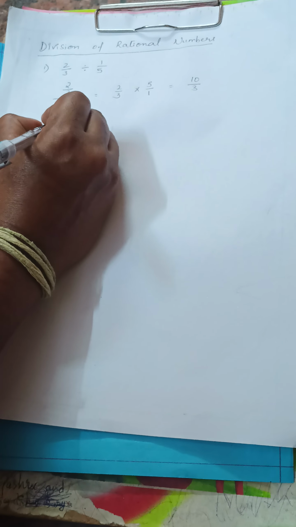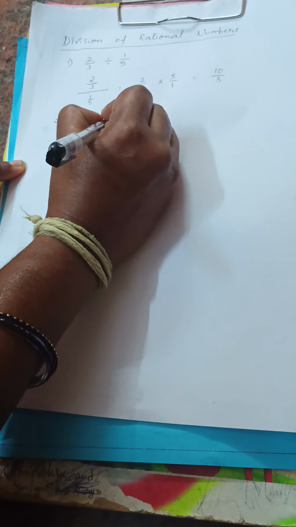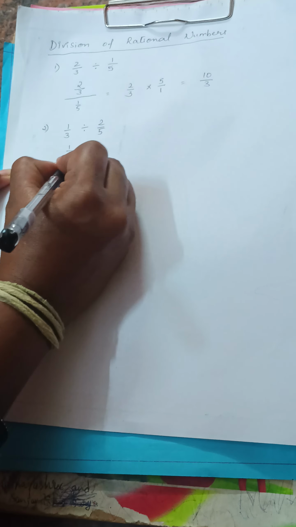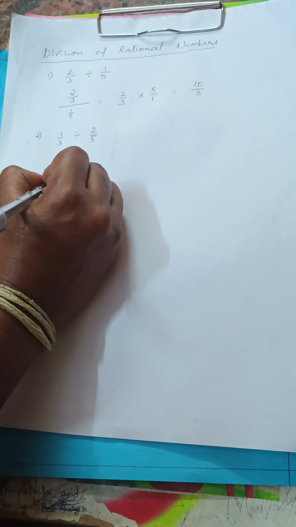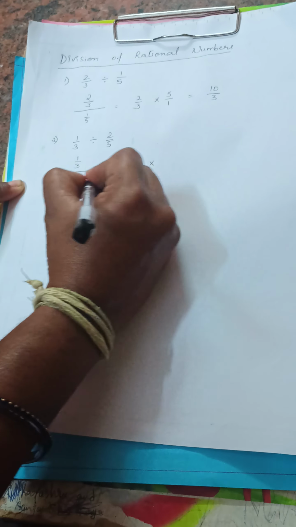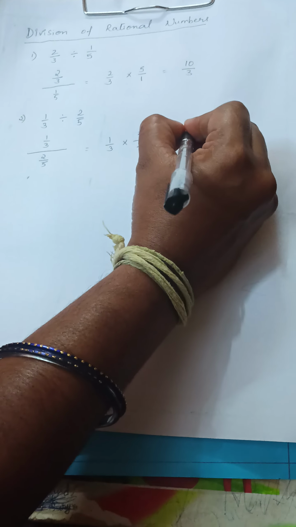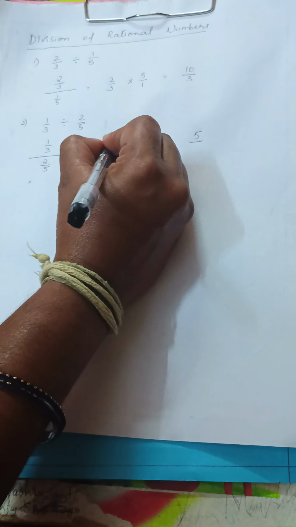For the second example, we will take 1/3 ÷ 2/5. Here 1/3 is one rational number, and 2/5 is the other. The technique we are going to use here is multiplying by the reciprocal: 5 will go in the numerator place and 2 will come in the denominator place. So 5/(3×2), which is 5/6. This is the answer, 5/6.